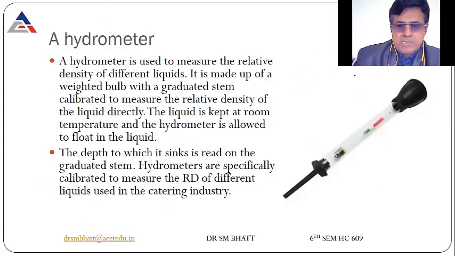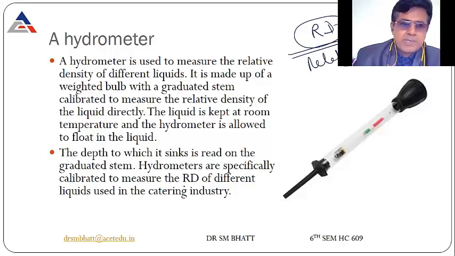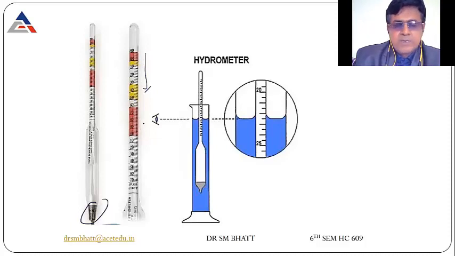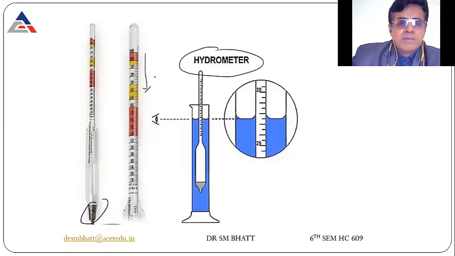And this is the hydrometer. What is the use of hydrometer? To determine the RD. RD means relative density. Alright. So this is the hydrometer. It's calibrated to measure the RD of different liquids used in the catering industry. Right? What is the catering industry? Food industry. So for example, this is a hydrometer. Okay. You are taking a very small amount of liquid and filling it in, and then you measure the time of their flow. And according to the time, if they are slow or very fast, you can tell which one has the higher density.